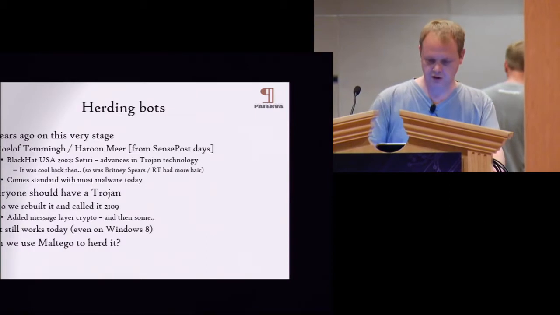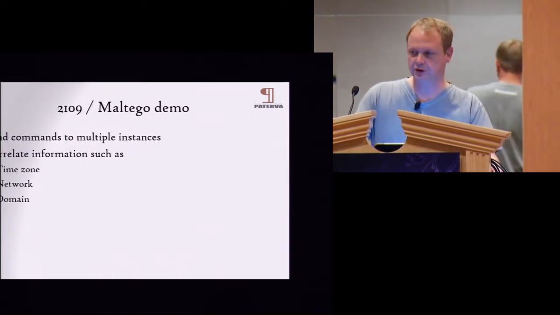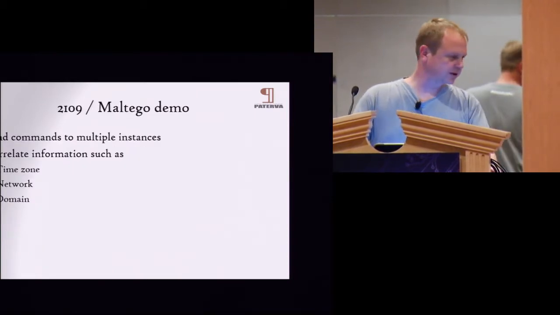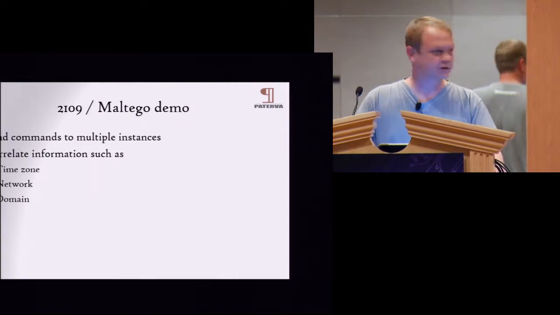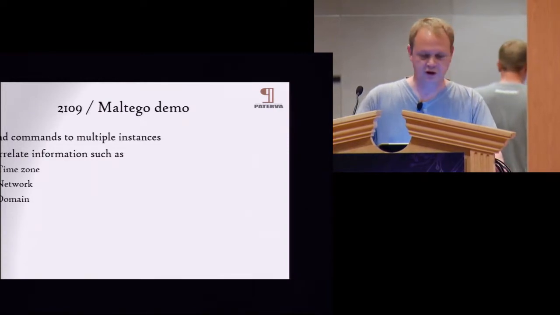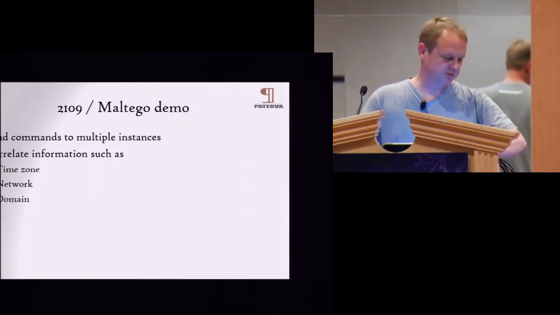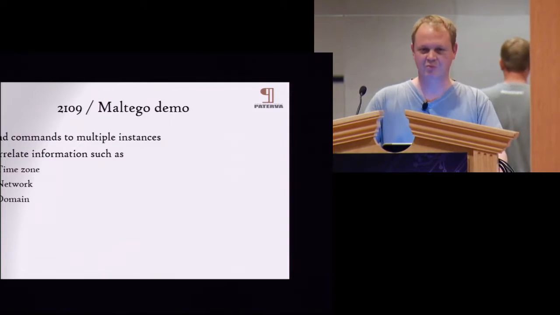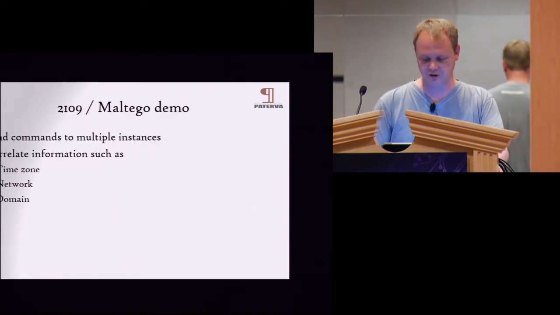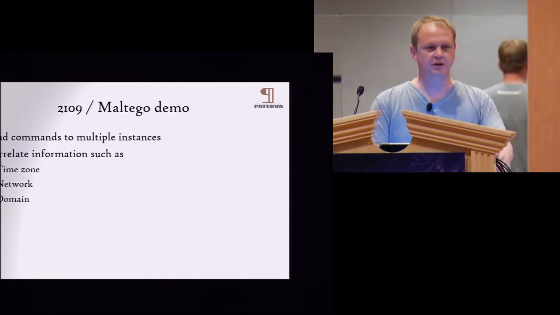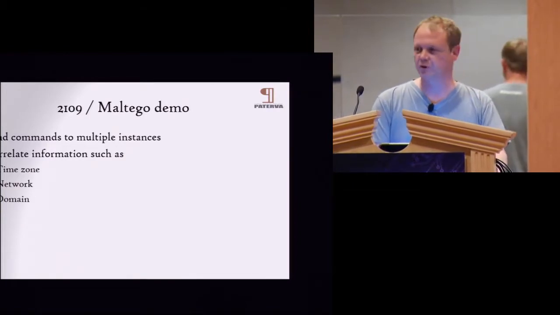Okay, so what we're going to do is we're going to show you quickly. In fact, I think we're not going to show you quickly because we are running out of time. We're not going to do this. We've got exactly a minute and a half to wrap up the entire talk. So I'm not going to show you this, but trust me, you can herd bots with Maltego as well. So look at correlation between time zone networks from internal and so forth, domains and so on.